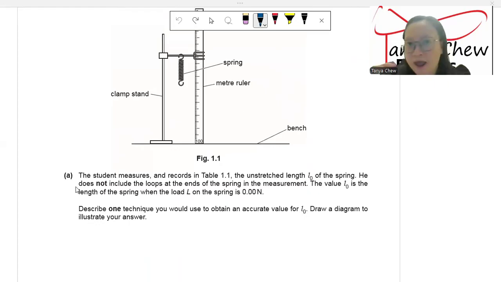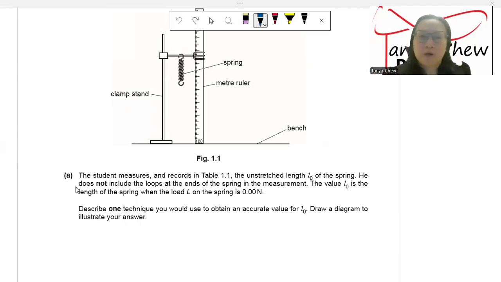The value L naught is the length of the spring when the load L on the spring is 0 Newton. That also means that there's no load hanging from the spring. So it is just the length of the spring itself, right? We call it the original length or the initial length of the spring. So describe one technique you would use to obtain an accurate value for L naught. Draw a diagram to illustrate your answer.